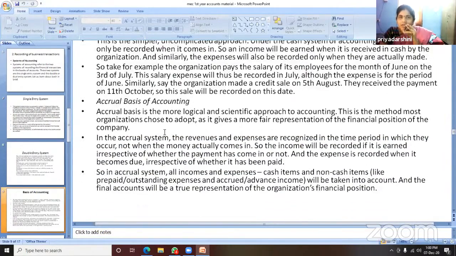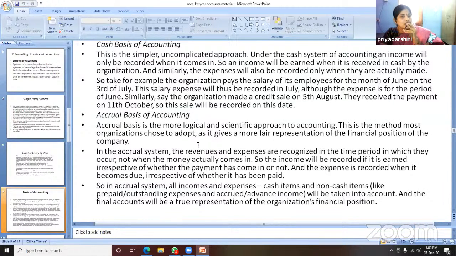And the accrual basis of accounting. Accrual basis is the more logical and scientific approach to accounting. This is the method most organizations choose to adopt, as it gives a more fair representation of the financial position of the company. In the accrual system, the revenues and expenses are recorded or recognized in the time period in which they occur, not when the money actually comes in.